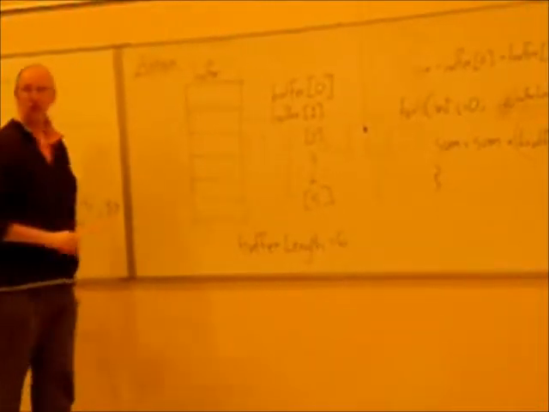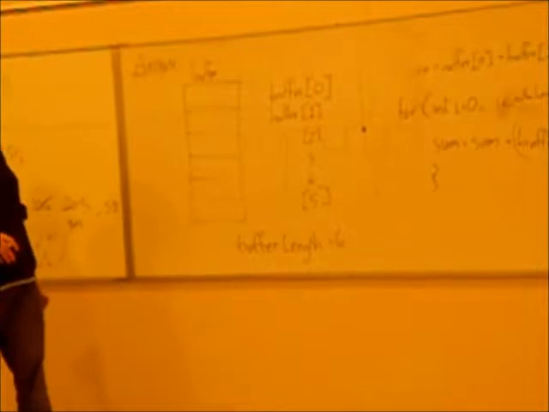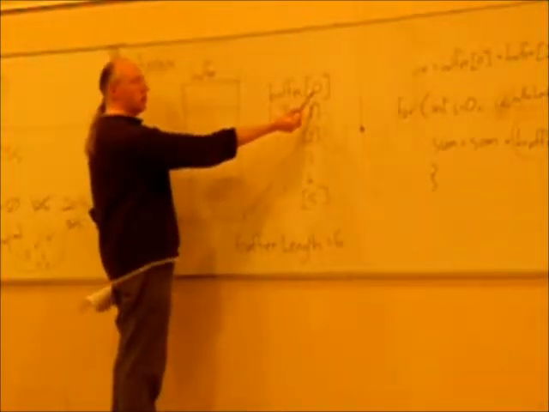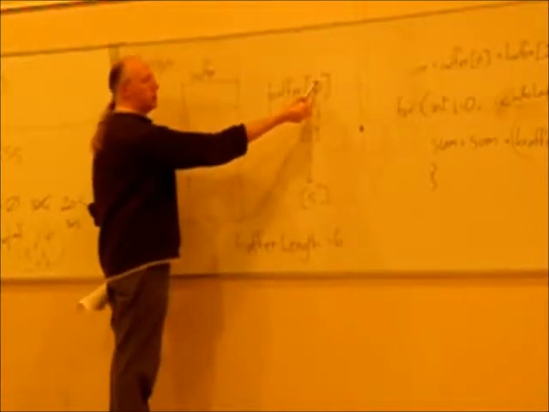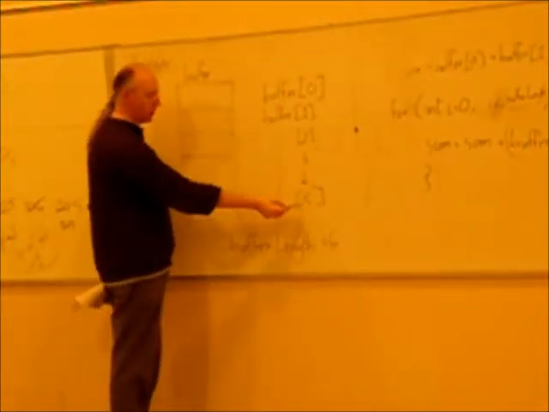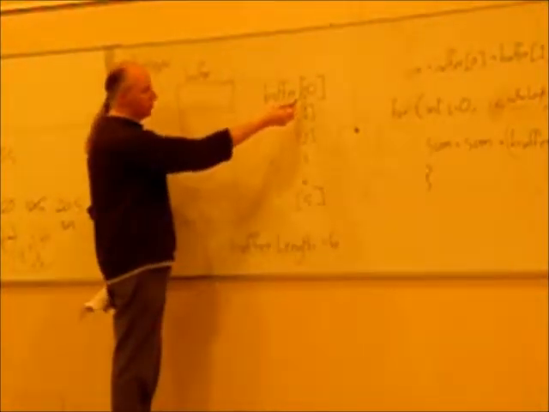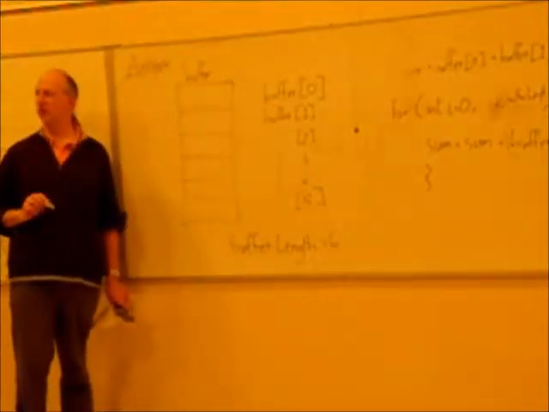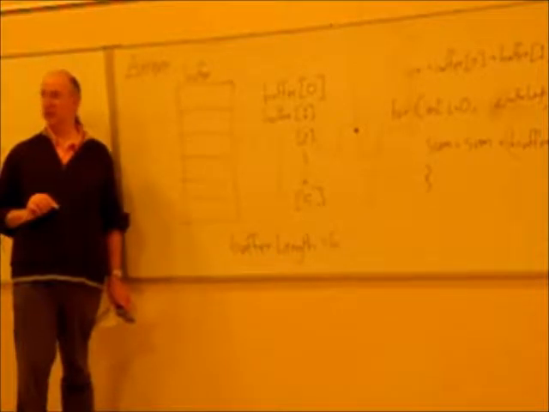Okay. It's 6 because there are 1, 2, 3, 4, 5, 6 holes in that array, or pigeonholes, if you like. Oh, that's interesting. The subscripts, the indexes, because they start at 0, go to 5. So 0 to 5, but the length is 6.